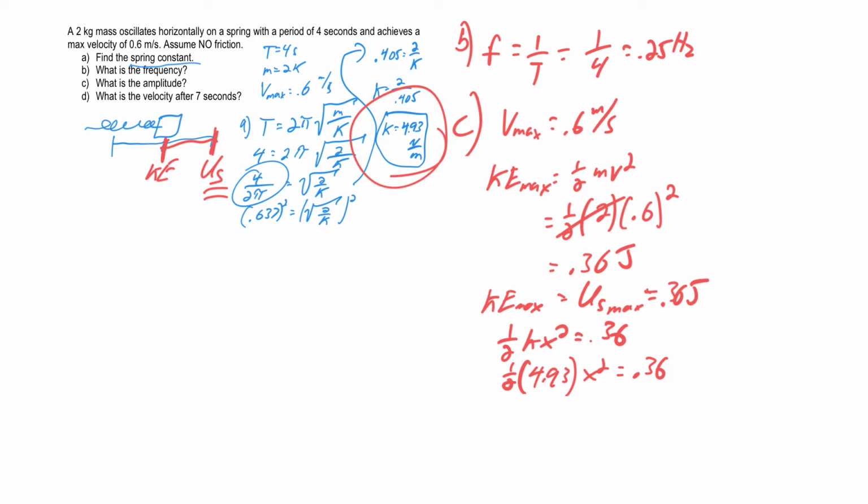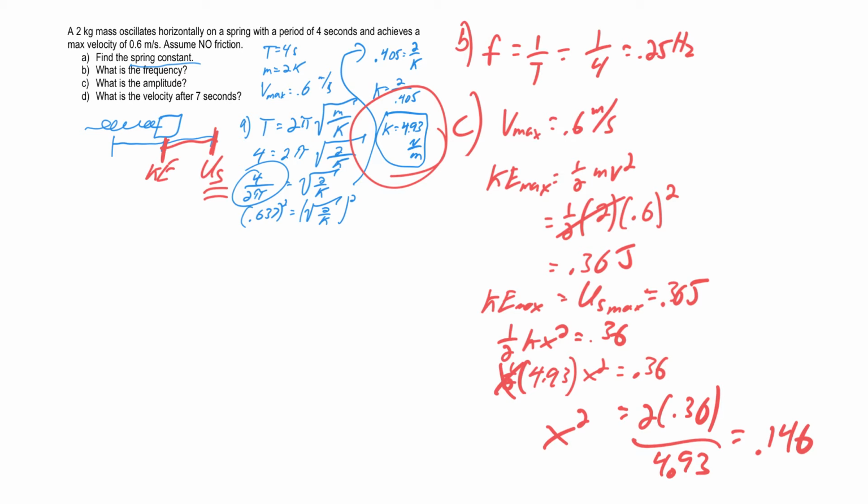So we'll multiply both sides by 2. So we go 2 times 0.36, right? That's going to cancel out the 1/2. And then we'll divide by 4.93. So x squared equals that. And then we'll go ahead and square root both sides. So when I multiply this out, I get 0.146 equal to x squared.